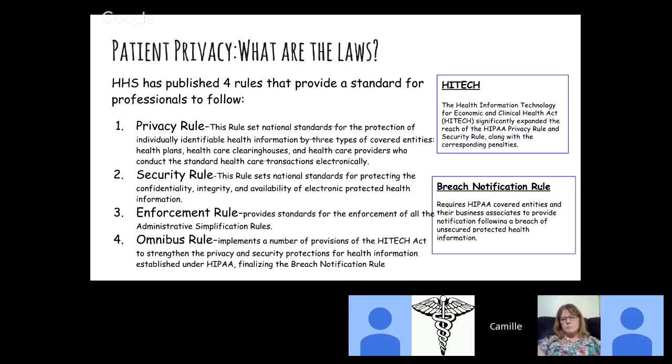It just expanded the reach of the HIPAA privacy rule and security rule. The HITECH Act strengthens the privacy and security protections for health information established under HIPAA, which finalized the breach notification rule. And the breach notification rule just requires entities and businesses to provide notification if there's a breach of unsecured protected health information.